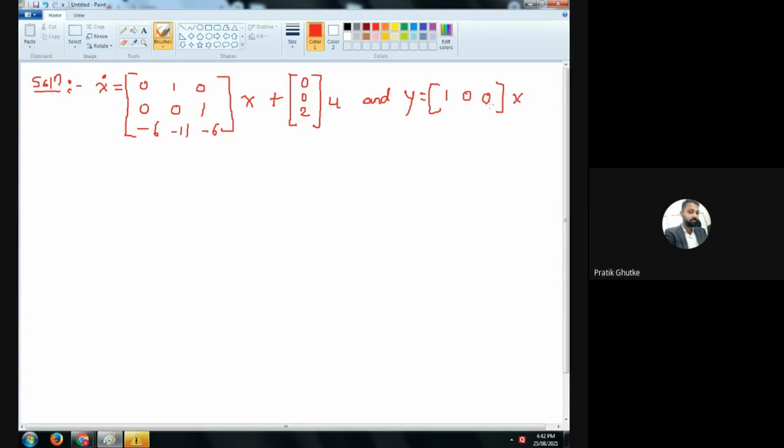So, transforming the above state model into canonical form. For transforming it into canonical form, what do we have to do? We have to take the characteristic equation. You know that to find the eigenvalues, we have to take the characteristic equation, that is determinant of lambda I minus A equals 0.